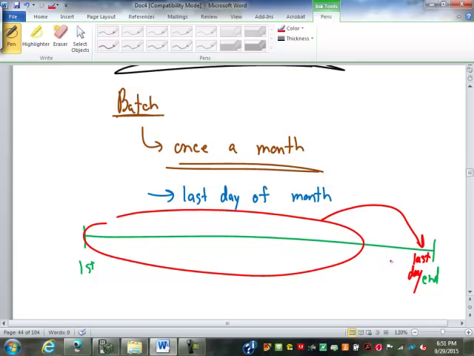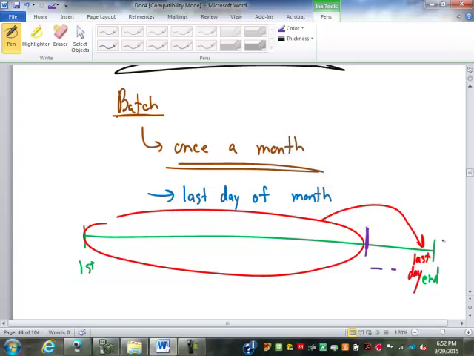Notice, my circle here did not come all the way to the end of the month. I stopped short. Why is that? Because in these last couple days of the month, your invoices might not be completely filled out, or you might have shipped it, but it didn't make it from the loading dock into the office.